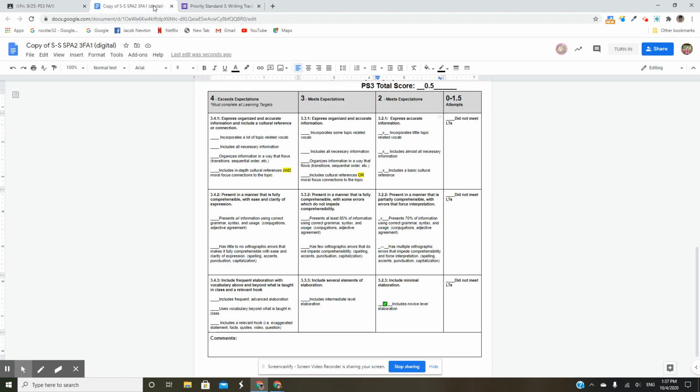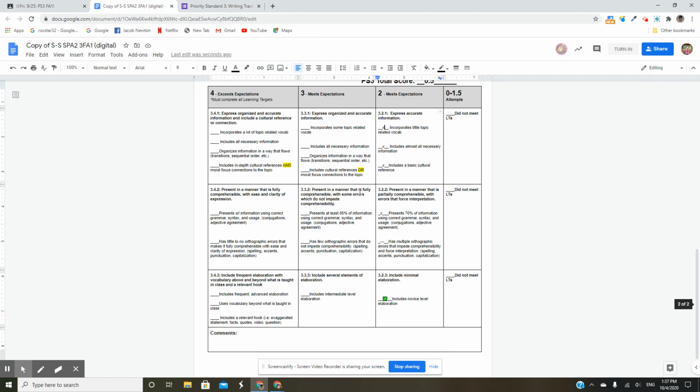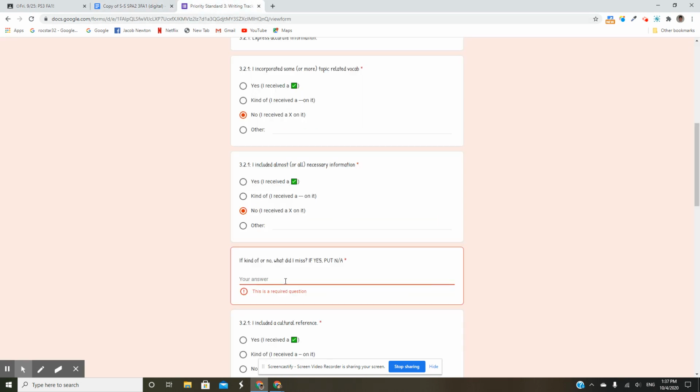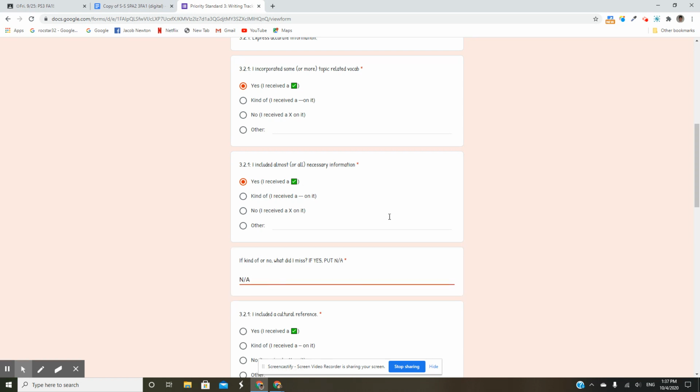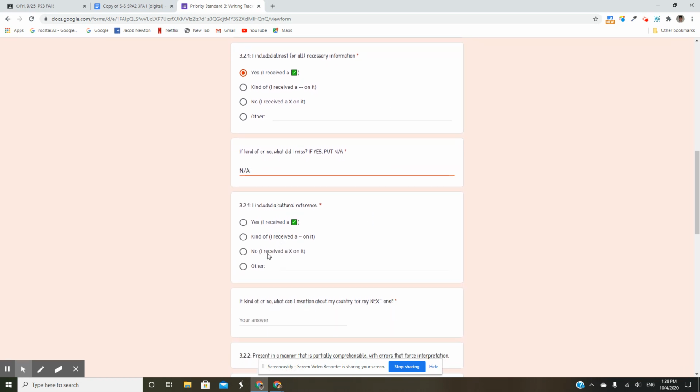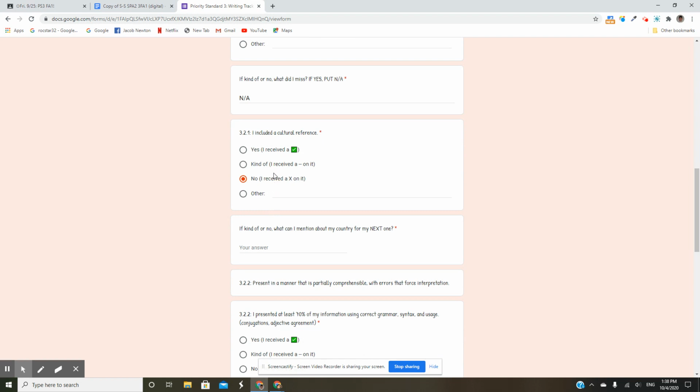And you're going to have to look back. You might have to look through the scenario and figure that out. And if you're unsure, you can write unsure. But if you did get a yes, so if you got check marks on these, just write NA. That doesn't apply to you, right? You got the check. Cultural reference was a big one that most of us did not include.